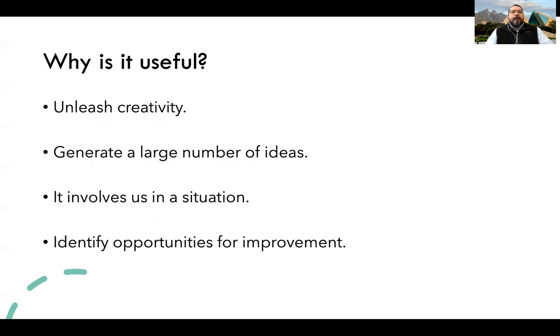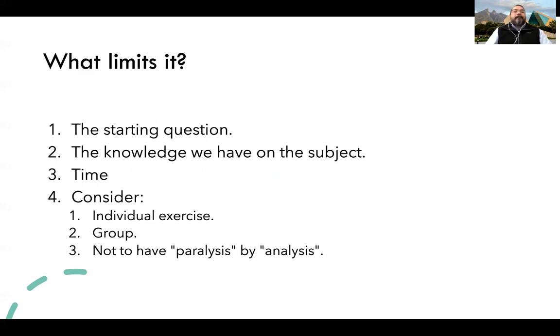Why is it useful? Because it unleashes creativity, it generates a large number of ideas, it involves us in a situation, and it identifies opportunities for improvement. What limits it? The starting question. What you ask is what the people are going to answer. So you should think very carefully about what you are going to ask your group.